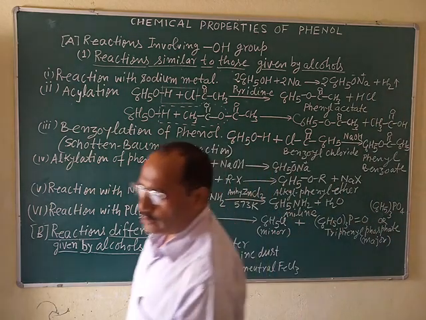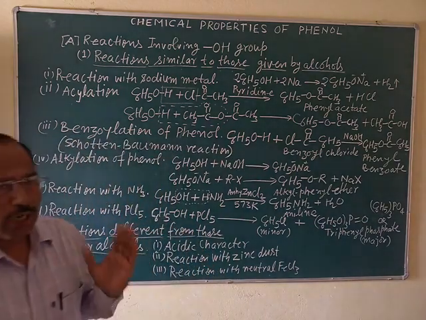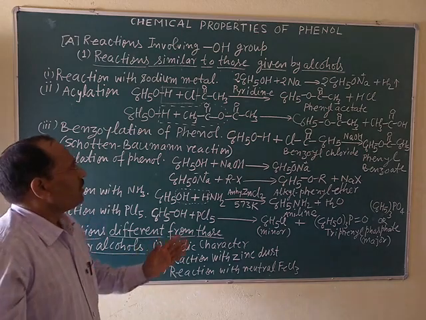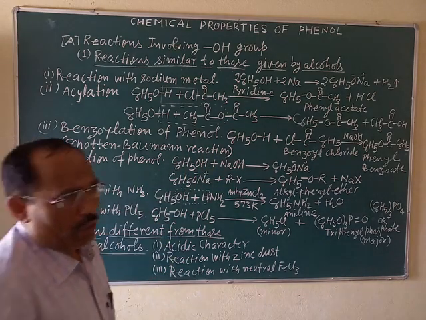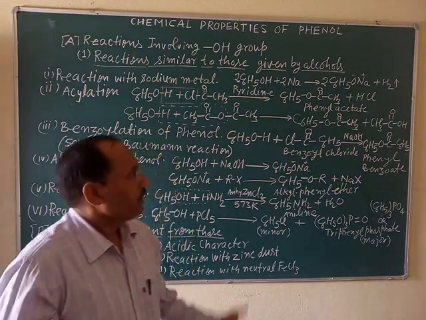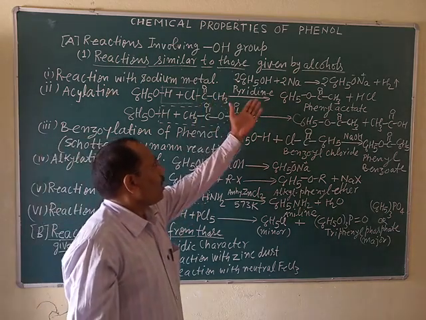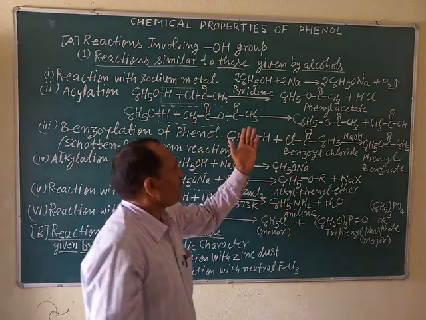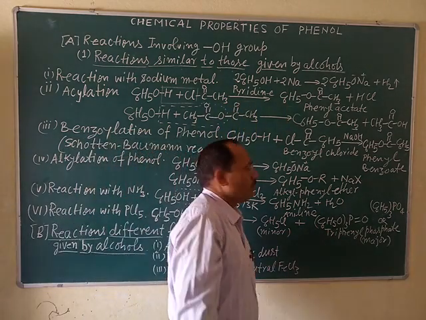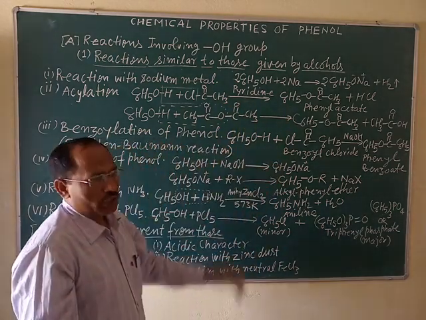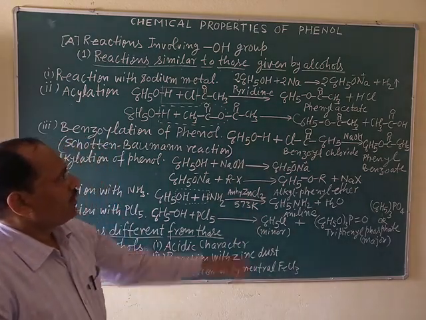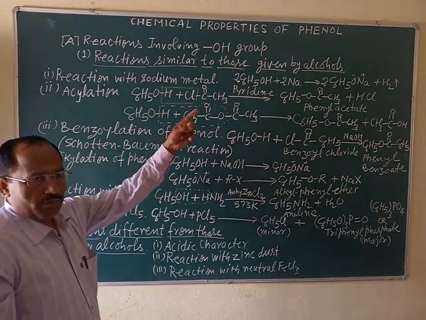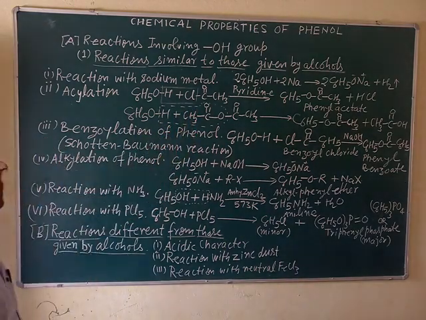In case of alcohols, alcohol reacts with active metals like sodium, potassium, magnesium, aluminum, forms sodium alkoxide and emits hydrogen gas. In this case, phenol also reacts with active metals like sodium, potassium and forms sodium phenoxide, potassium phenoxide and emits hydrogen gas. This reaction is similar to those of alcohols.